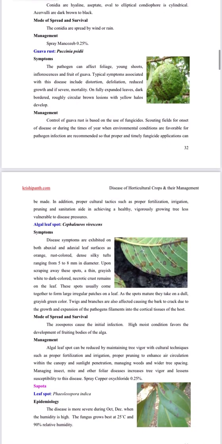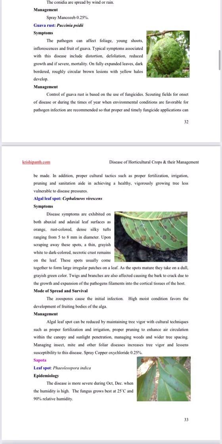The next disease is guava rust. The causal organism is Puccinia psidii. The pathogen can affect foliage, young shoots, inflorescence, and fruit of guava. Typically, symptoms associated with this disease include distortion, defoliation, reduced growth, and, if severe, mortality.